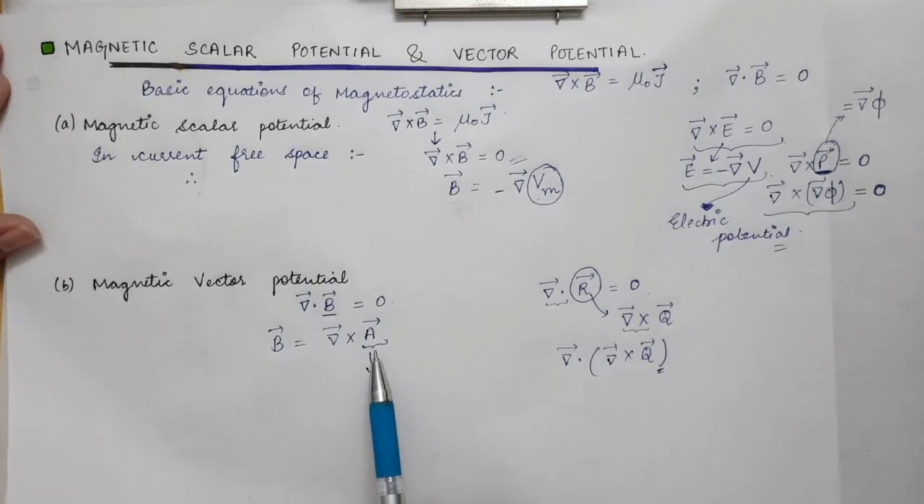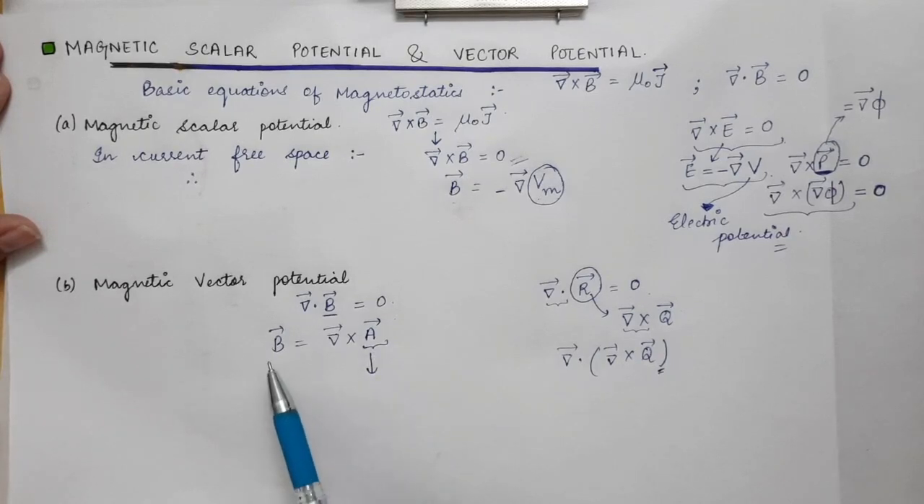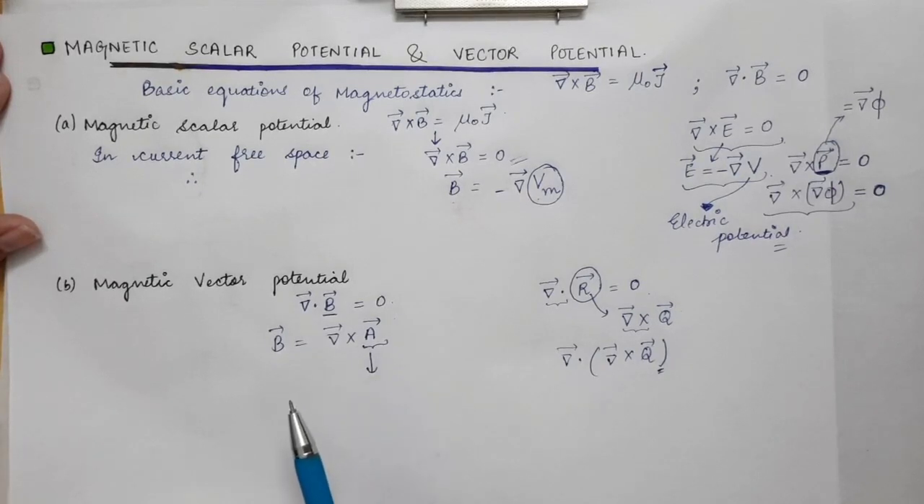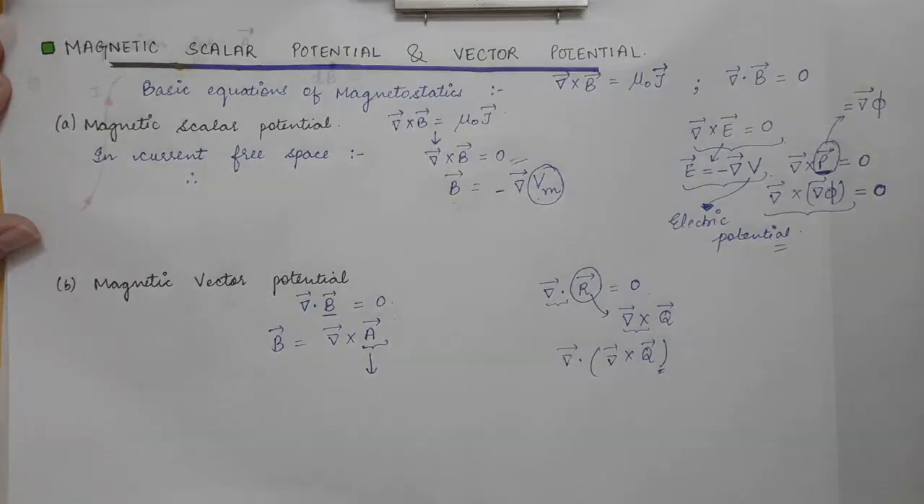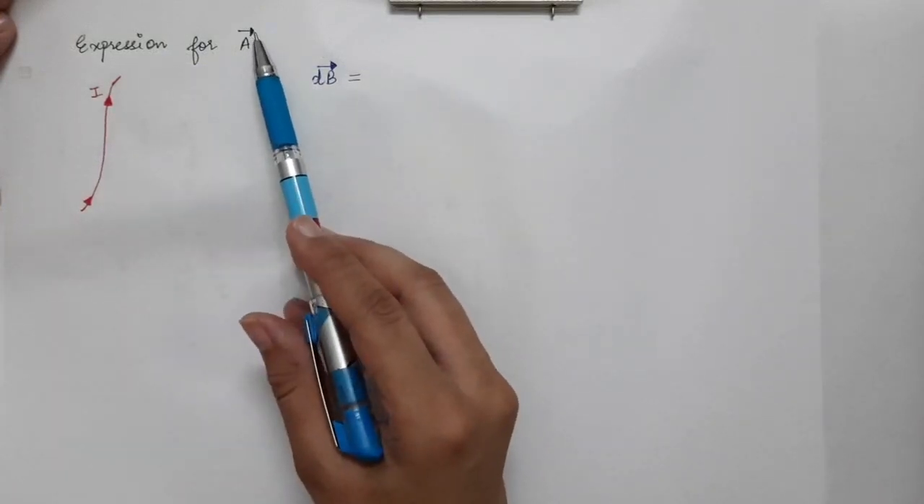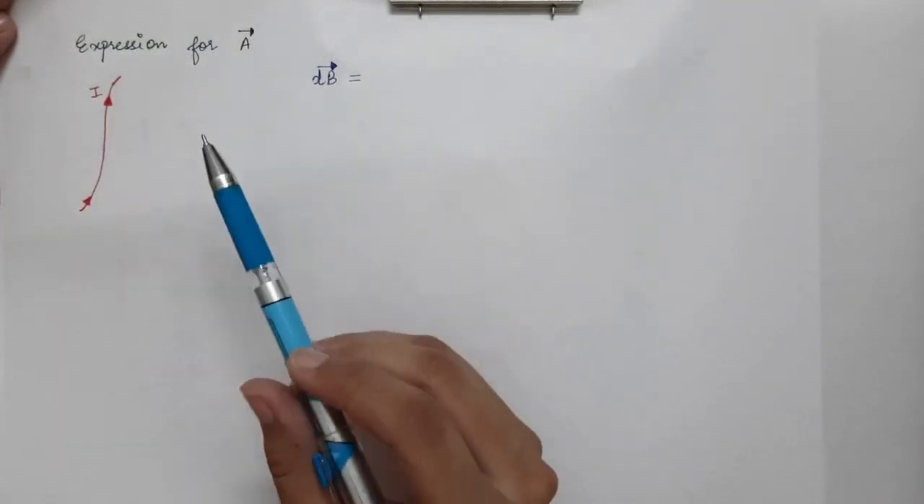So if we find the A vector for a particular current distribution, then you can obtain the B vector from it by taking the curl of this vector. Now we are going to find the general expression of the A vector, which is the magnetic vector potential.